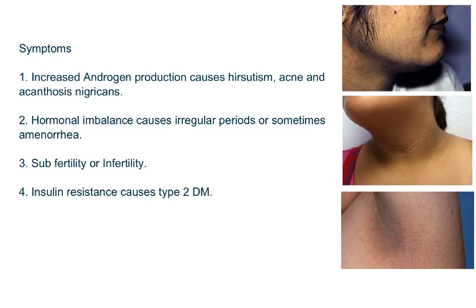The hormonal imbalance will cause irregular periods or sometimes amenorrhea. The lady might be subfertile or infertile. There will be insulin resistance due to obesity, which will cause type 2 diabetes. But remember that it's not important that all these symptoms are present together in a woman with PCOS. Some might present just with hirsutism and acne, and some with irregular periods.